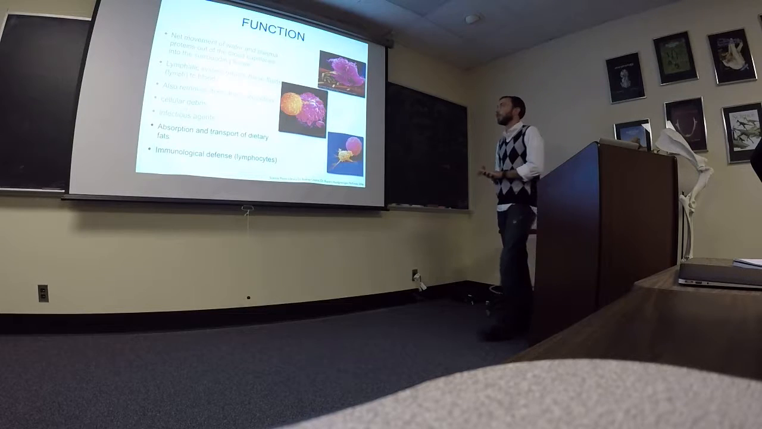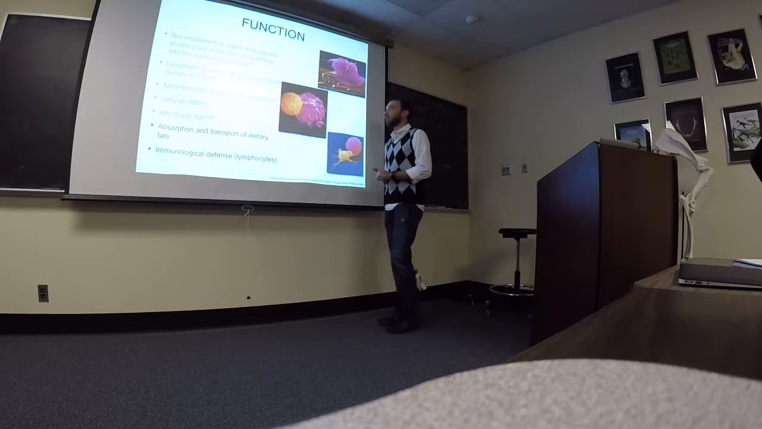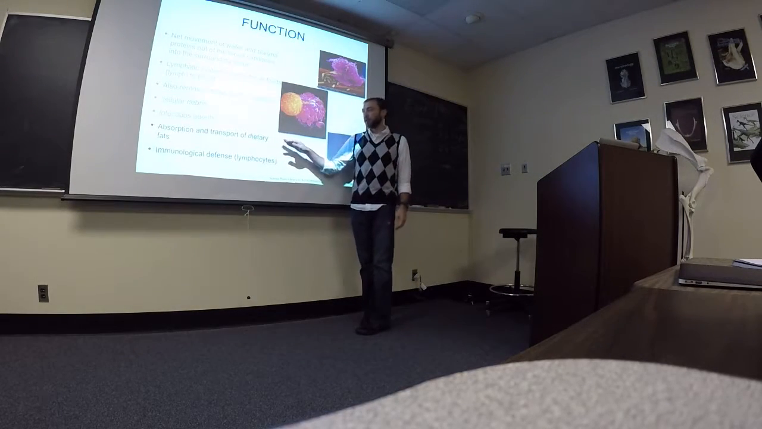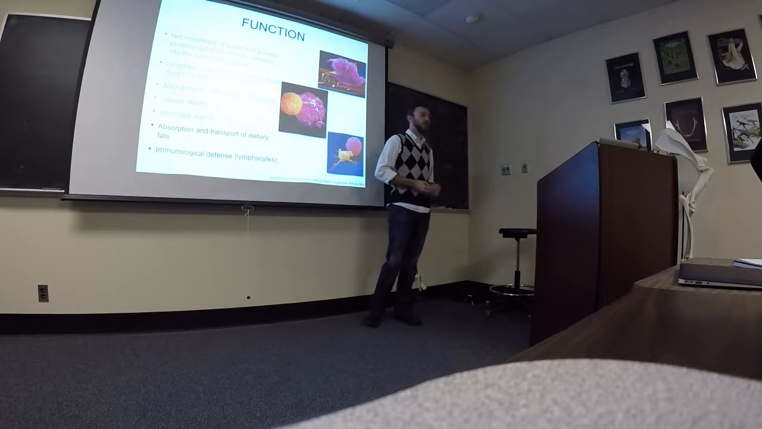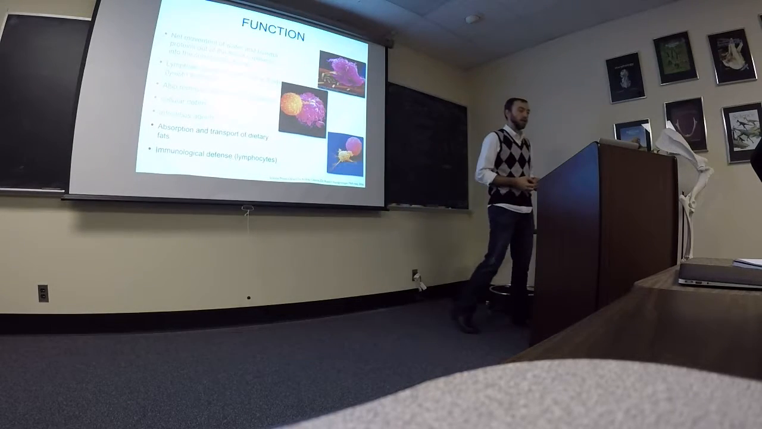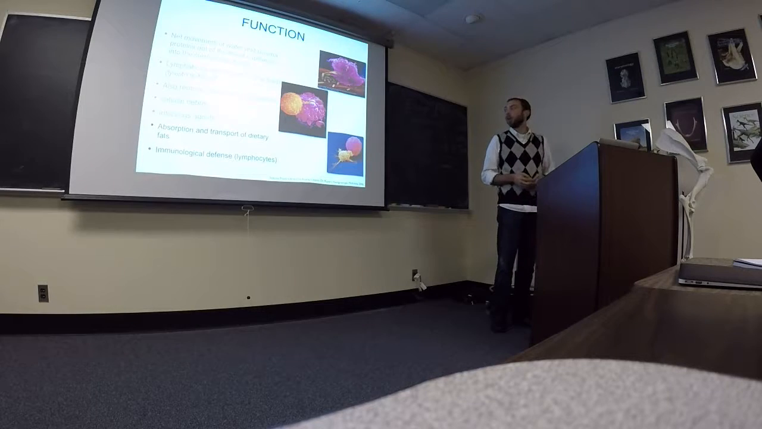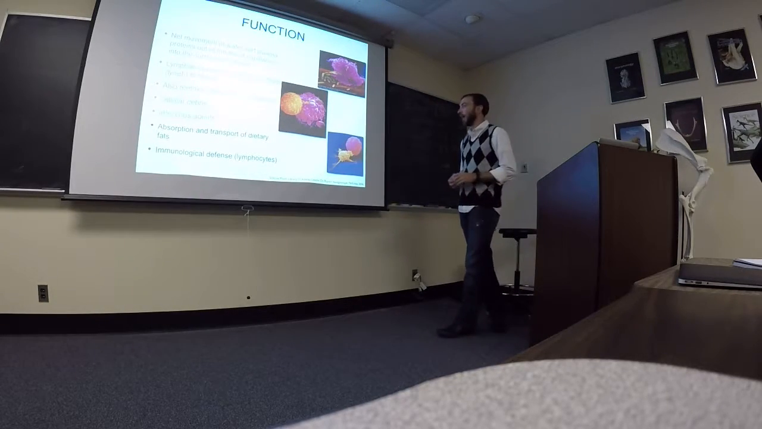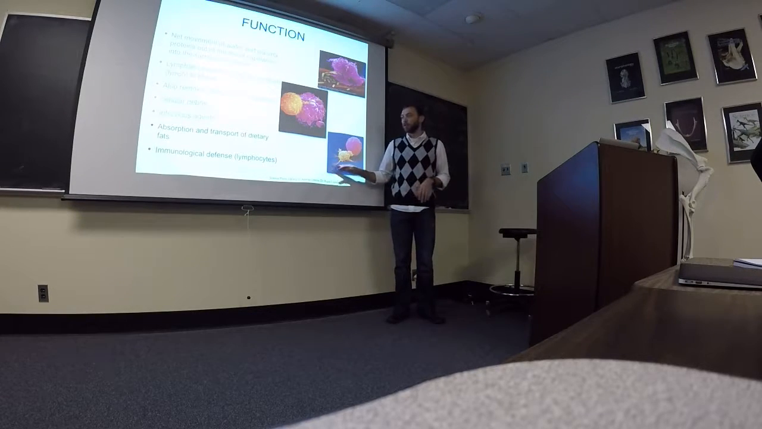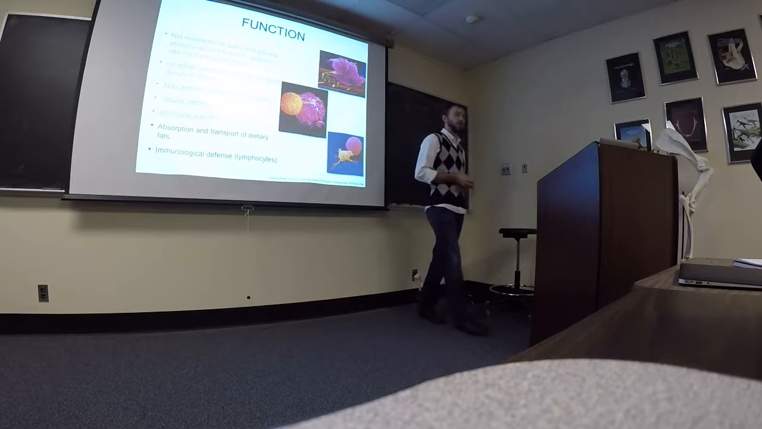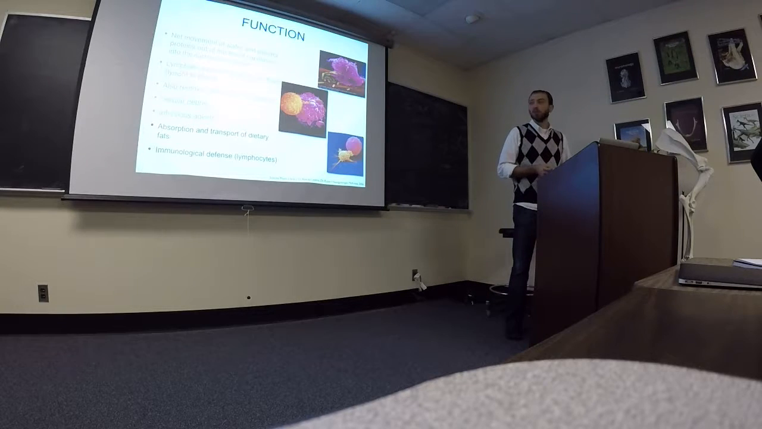Right, and our last things that it does: one of the primary things the lymphatic system does is absorption and transport of dietary fats. So this is linked with the digestive system in some ways. And it's crucially important in immunological defense. Large portions of your immune system are related to the lymphatic system. One of the main types of white blood cells are lymphocytes, which are manufactured in parts of the lymphatic system and transported throughout others.